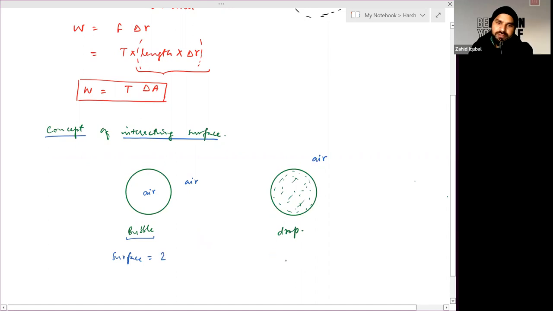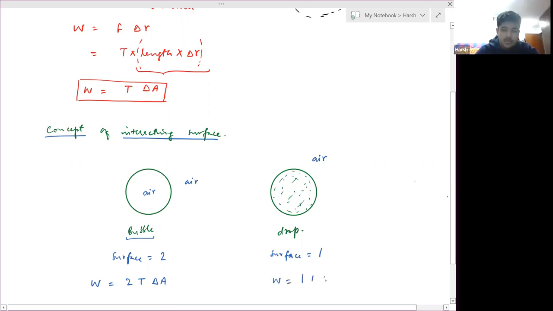And in case of drop, it is 1. Good. Depending upon the number of interacting surfaces, we may transform the above formula as work done equals 2 times T delta A. And similarly, in the case of drop, it will be just 1 times T delta A. Any doubt? No. Okay, just write it down.